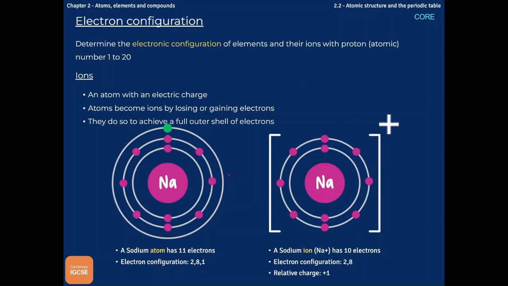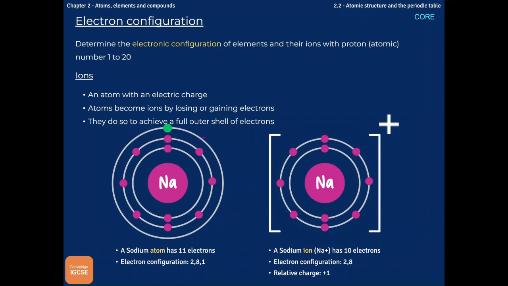So if we look at something like sodium, it wants to have a full outer shell. That's what it's trying to accomplish when it ionizes. So when sodium ionizes, it will give up its 1 electron, because it only has 1 on the outside, which will then give it a full outer shell, because it will no longer have that third shell. So sodium pretty much always will become a +1 when it ionizes, because it gives up this electron.